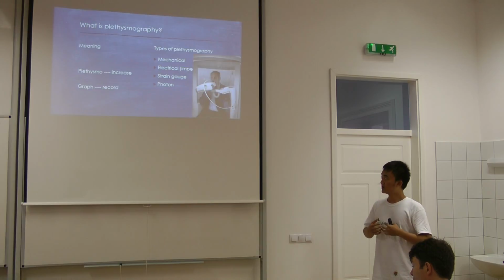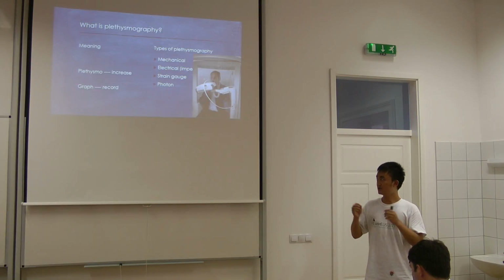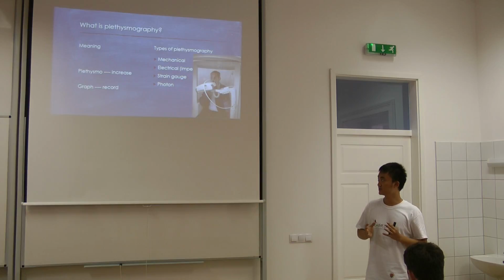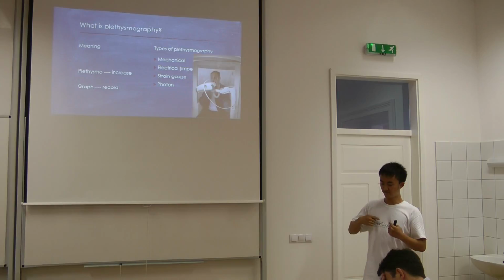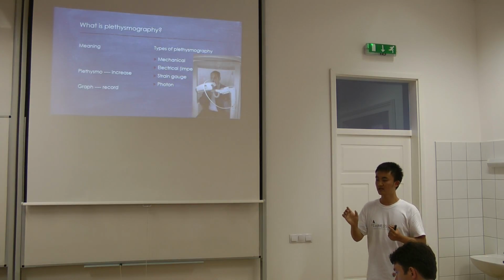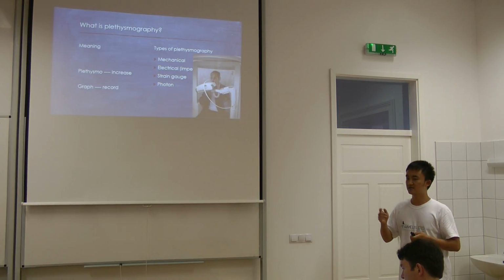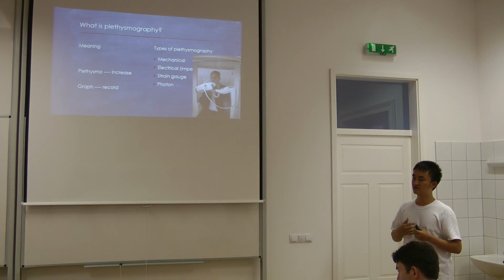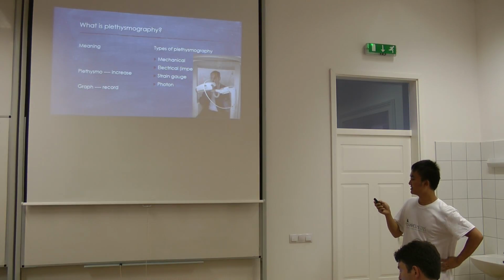And then when your heart pumps, the volume of the heart changes. Because the volume of the heart changes, the impedance from this point to this point, or from this point to this point, also changes. So they can detect this change of impedance, and the electrical voltage also changes. Then they can know the change of the volume of the heart. So this is the electrical way of plethysmography.